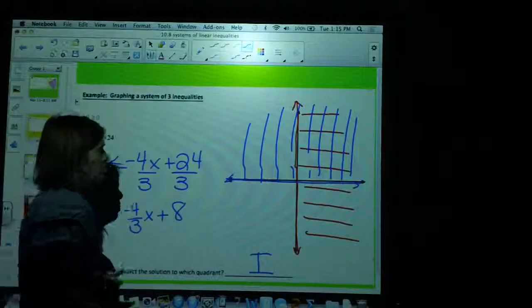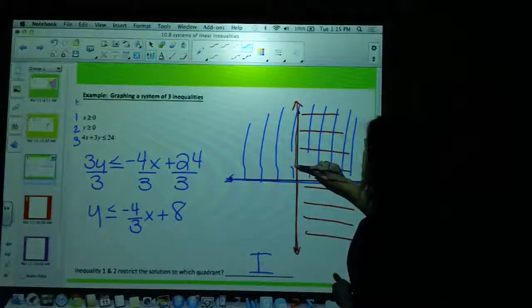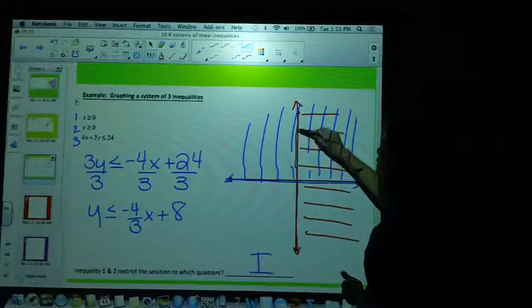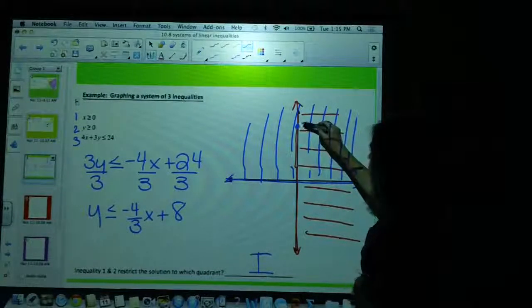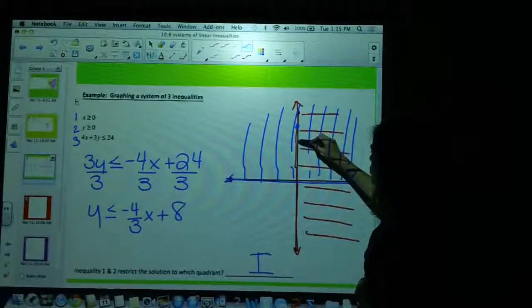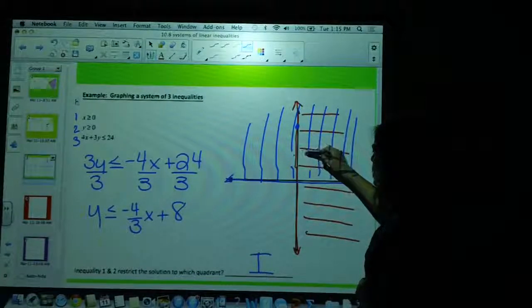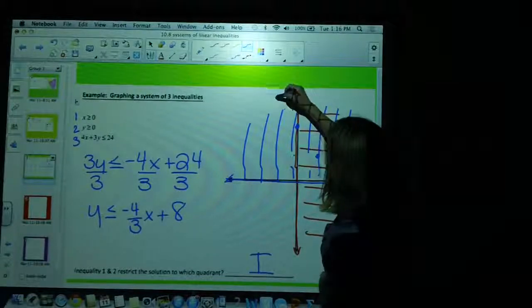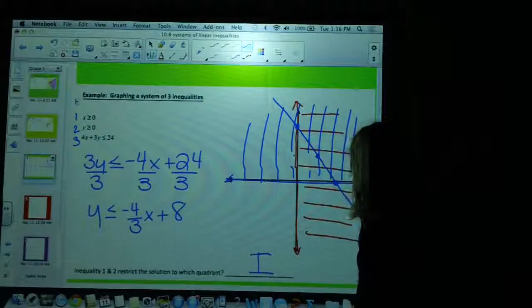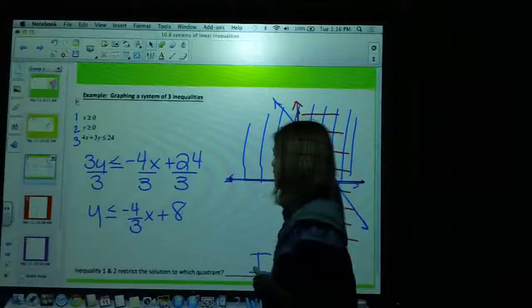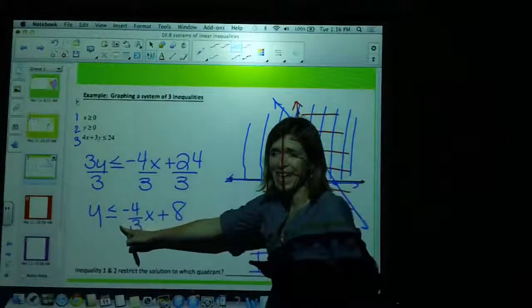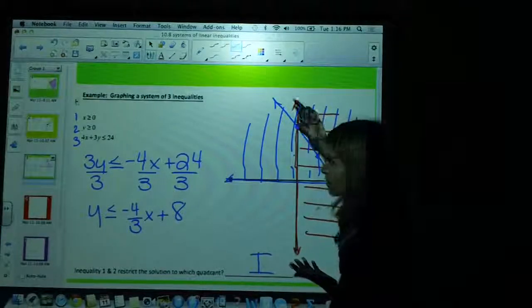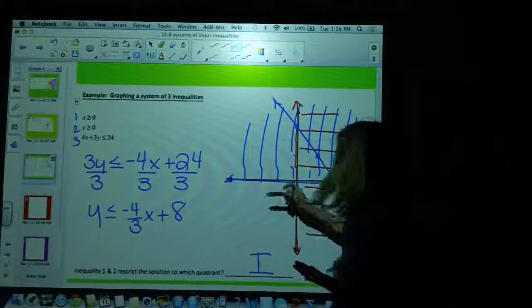So I'm going to go up to 8. So 1, 2, 3, 4, 5, 6, 7, 8. And then I'm going to go down 4, 1, 2, 3, 4, and to the right 3, 1, 2, 3. Okay, and then down 4 again, and to the right 3, so right about there. It's a solid line. And my shading is y's less than, so going to the y-axis, that means I want it to be under the line.